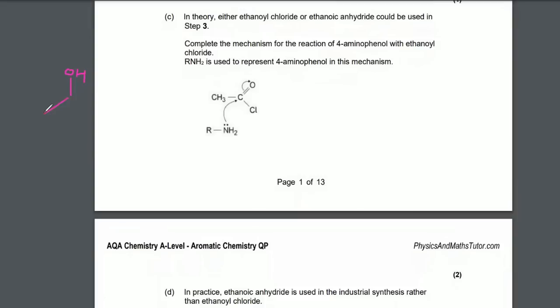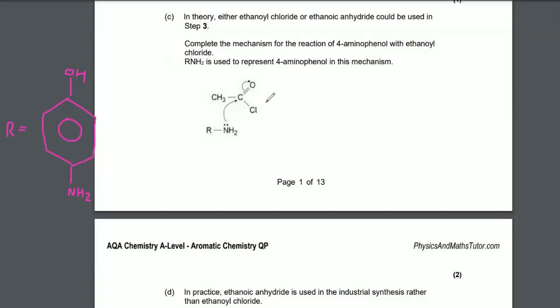So what we want to do is draw a hydroxy group, because it's 4-aminophenol, hydroxy being more important. So you always name the hydroxy before the amine group there. Then we've got the amine group at the bottom, which is going to be represented by this R over here. So we're just writing R with the NH2. The R really represents the benzene with the hydroxy on it.